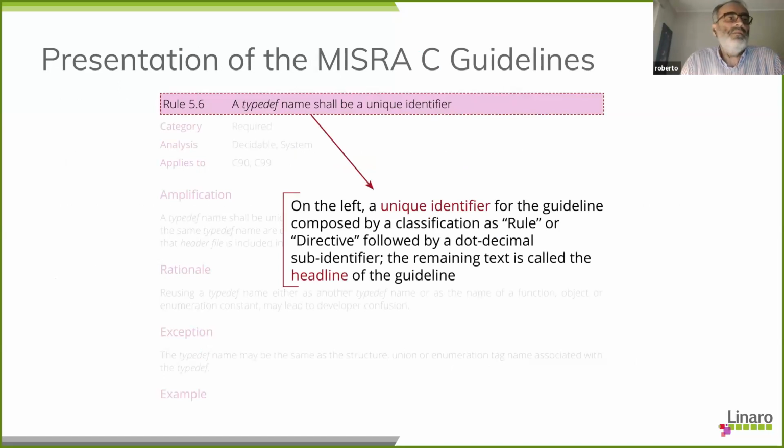So what is MISRA C? It's a collection of guidelines. There are now more than 200 guidelines, and they are presented in a book. Let me very quickly give you a flavor of how a rule presentation is done. A guideline has a unique identifier, like rule 5.6. Some are called rules, some others are called directives. There is a difference, but I will not go into it today. And there is a so-called headline, a short summary of the guideline. The biggest mistake you can make is to think that if you read the headline, you will have understood the rule. This is not true. It's just a reminder of what the rule is about. So rule 5.6 will mean very little to many, but if you have been trained in MISRA C, then if you are reminded about the headline, you will remember what it is about.